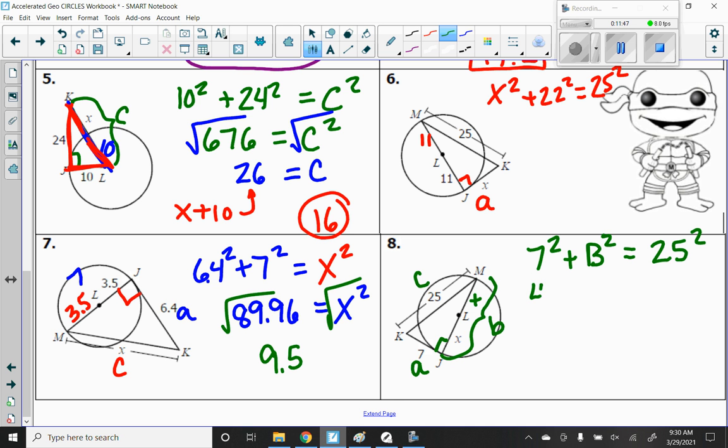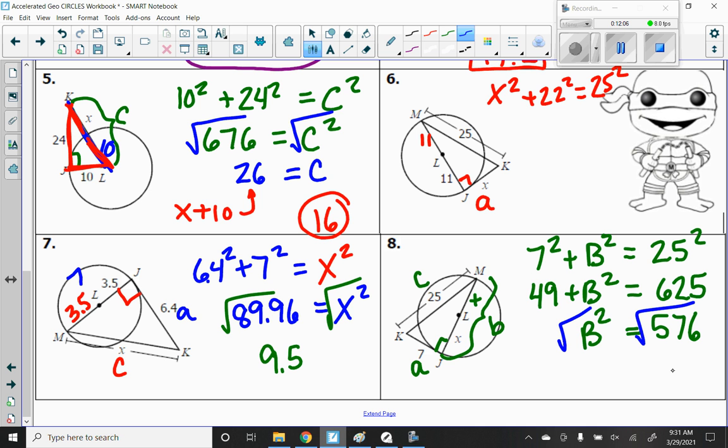So I got 49 plus B squared equals 25 times 25, which is 625. Subtract from both sides to get 576, and the square root is 24. So that whole piece is 24. This divided by 2, x is 12. So there's your tangent video. It's Pythagorean theorem.